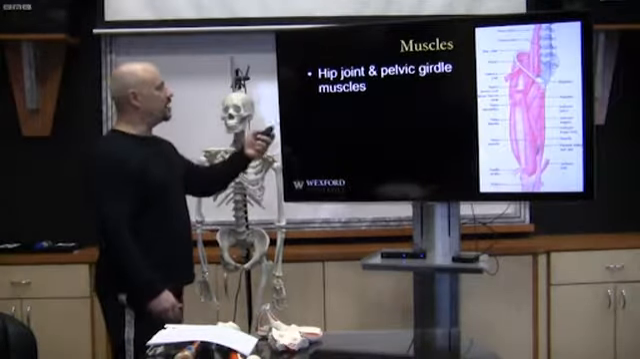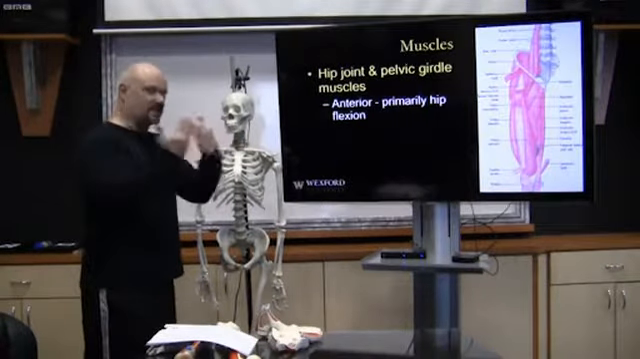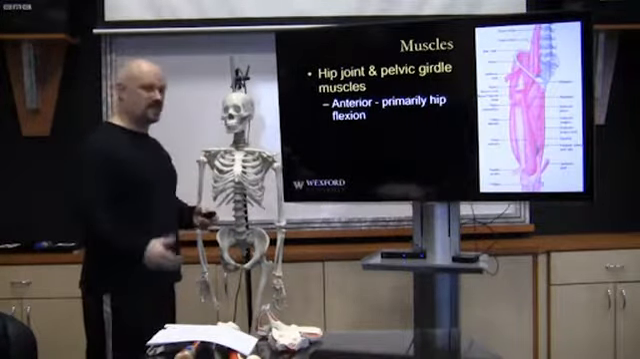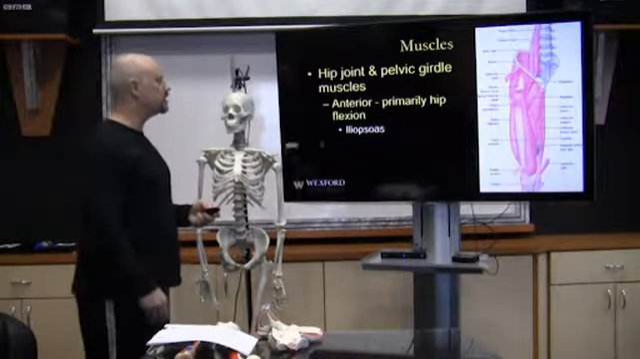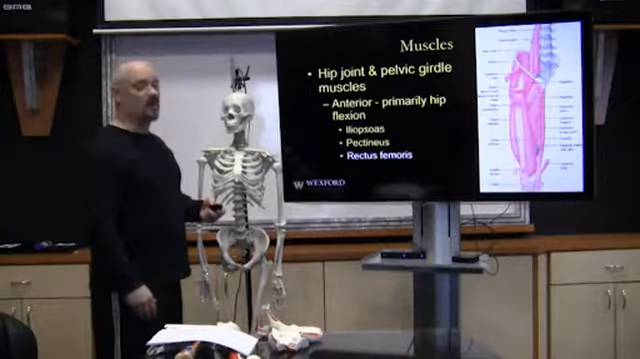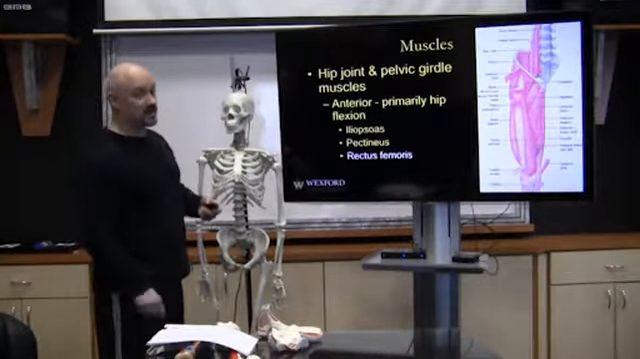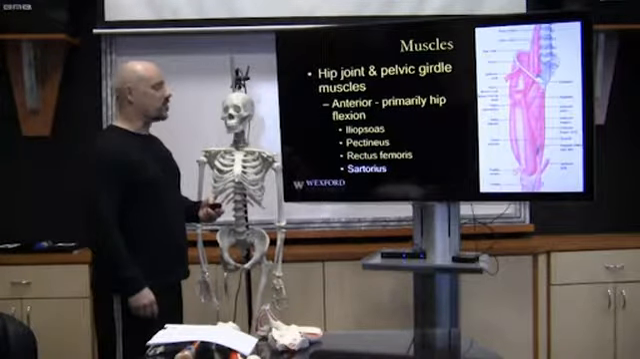Now, if we look at the hip and pelvic girdle muscles, on the anterior side, the front side, the primary hip flexion muscles are the iliopsoas, the pectineus, the rectus femoris, yes, one of the quad muscles, because the rectus femoris crosses both the hip and the knee joint, and the sartorius.